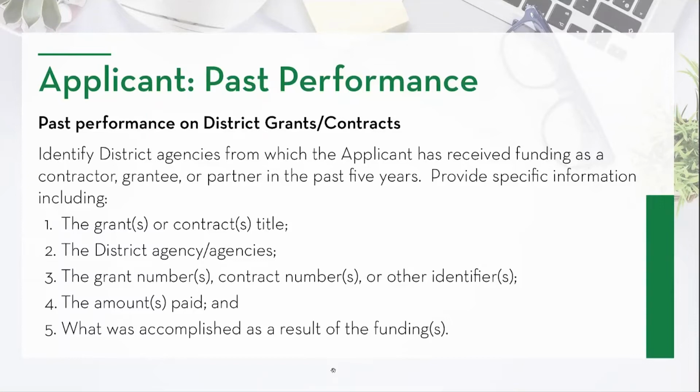So this section is not part of the 10-page narrative section. This is to be included as an attachment. But again, if your previous district grants are relevant to your proposal, and particularly if the scoring criteria is looking for demonstrated experience in that area, then by all means, speak to that in your narrative so it stands out to the reviewers. Don't just list it in the attachments.